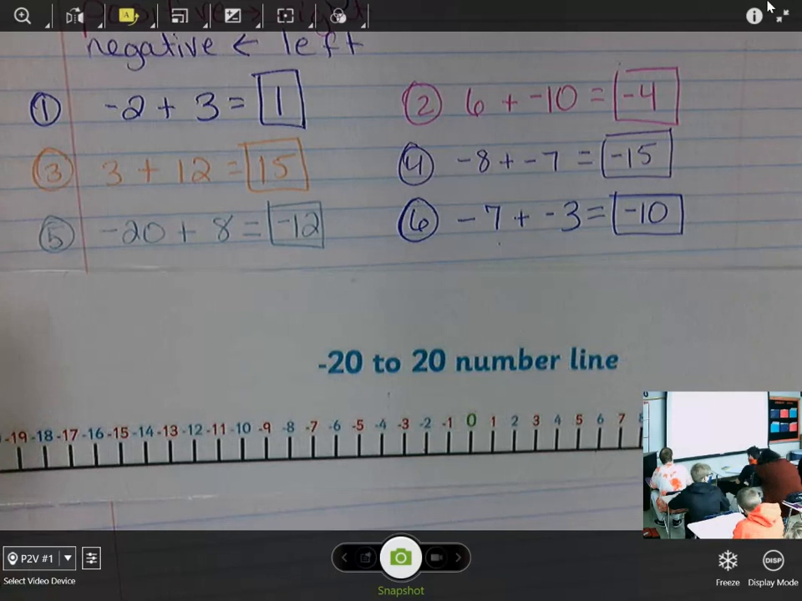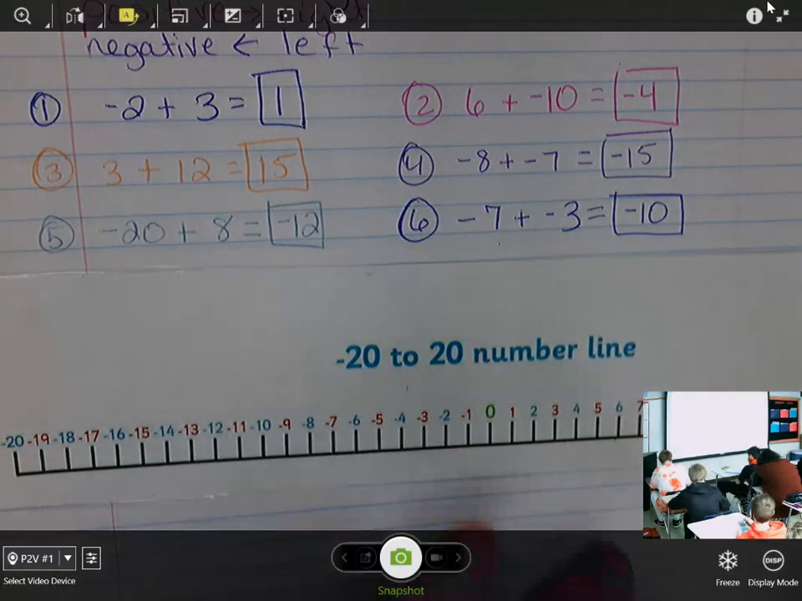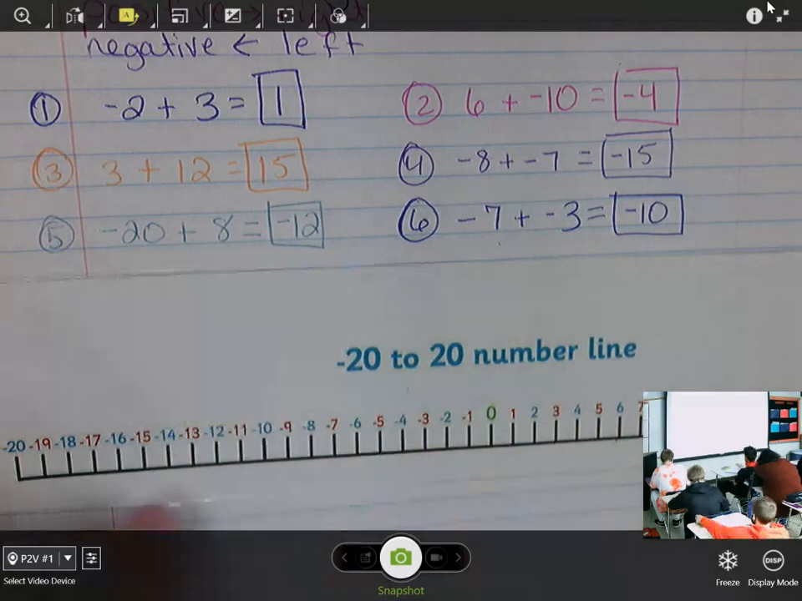Okay. Everybody's doing really good. Calculator's up. Everyone's doing really good on using a number line.